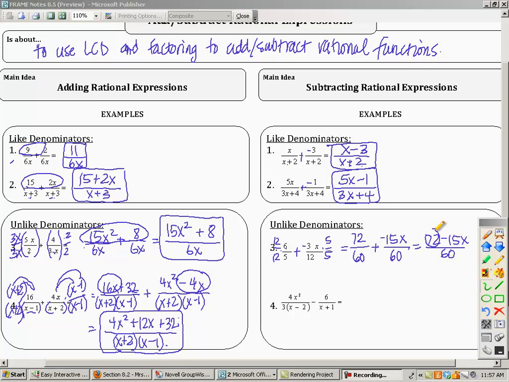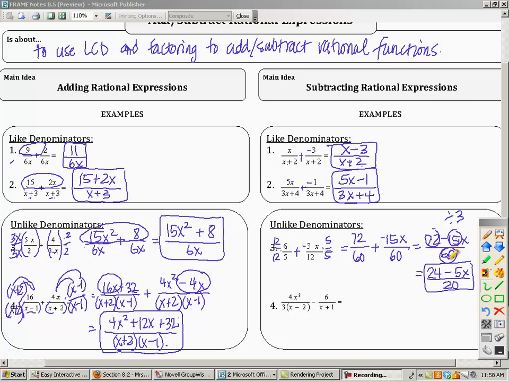Now take a look at my numbers. Each of these numbers can be divided by 3. So I'm going to do that real quick and divide them by 3. And you end up getting 24 minus 5x all over 20. And this is the answer. Because all 3 terms are divisible by a number, you should take that number out.